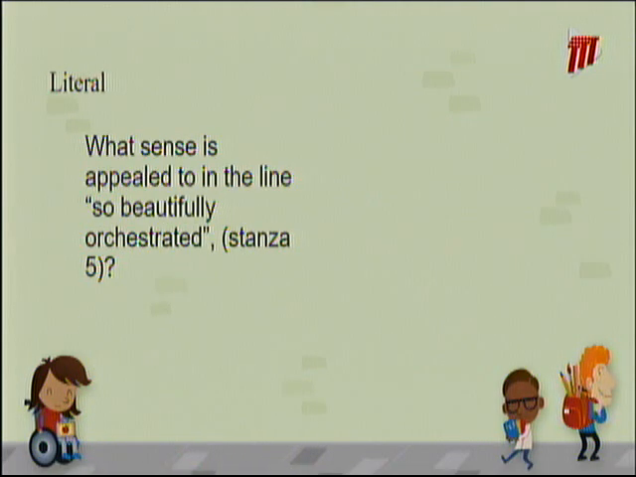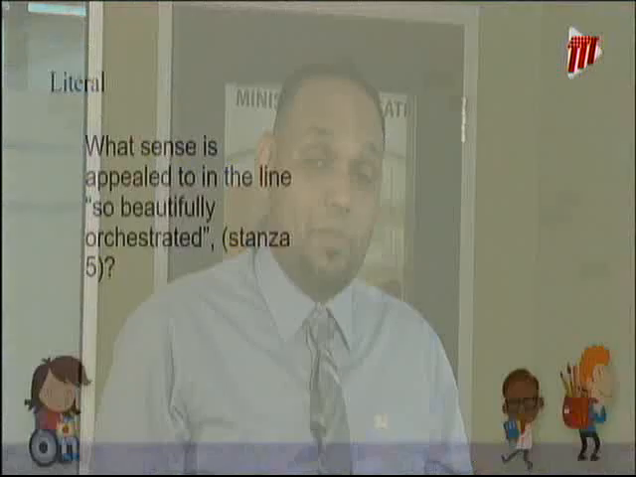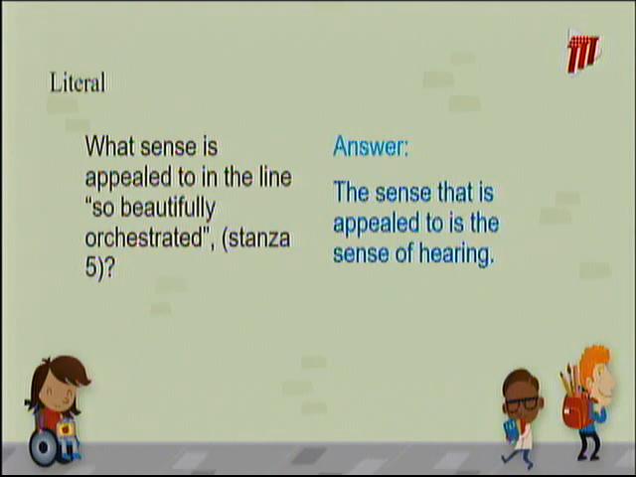In this question, I want you to tell me what sense is appealed to in the line, "so beautifully orchestrated." Remember, to answer this question, you need to identify which organ you would use to hear the music that was beautifully orchestrated. The organ would be your ear, and because we're using our ears, the sense that is appealed to in this line would be our sense of hearing.